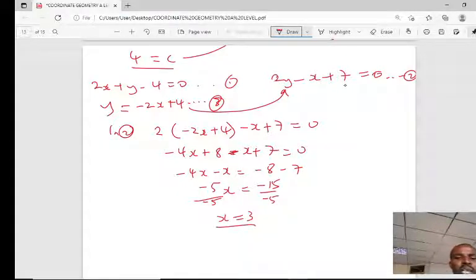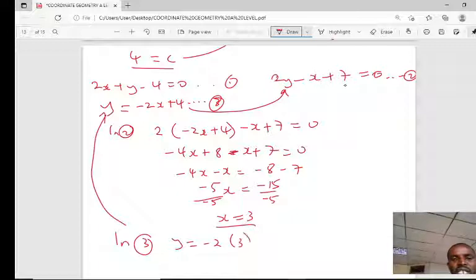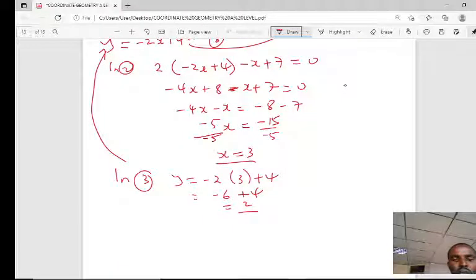Then what about y? You substitute in equation 3, so y is equal to minus 2 times 3 plus 4, which is minus 6 plus 4, which is equal to minus 2. So the coordinates of the point of intersection are (3, -2).